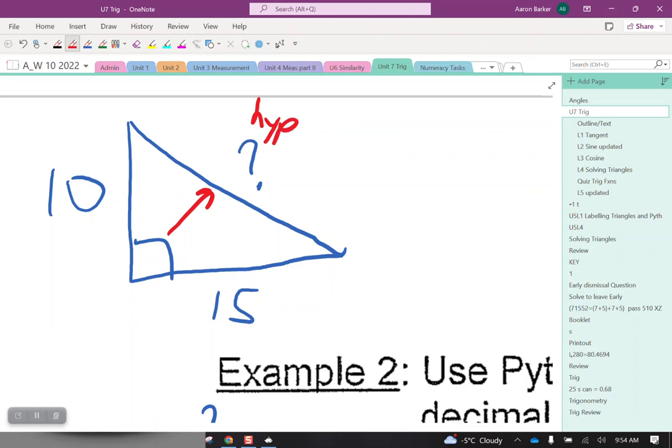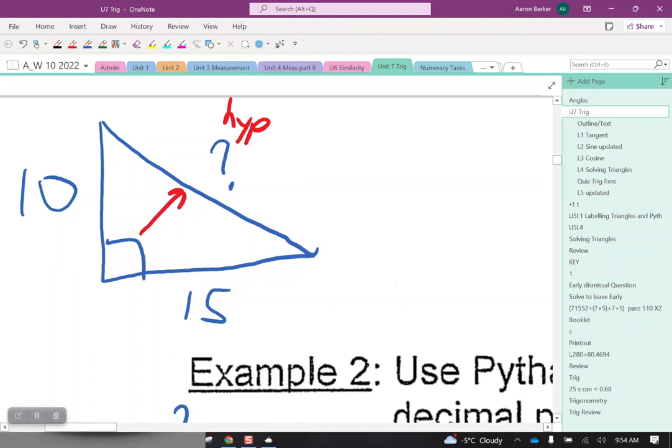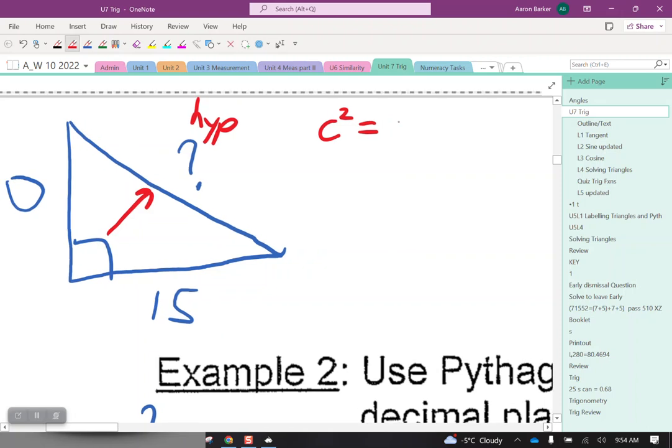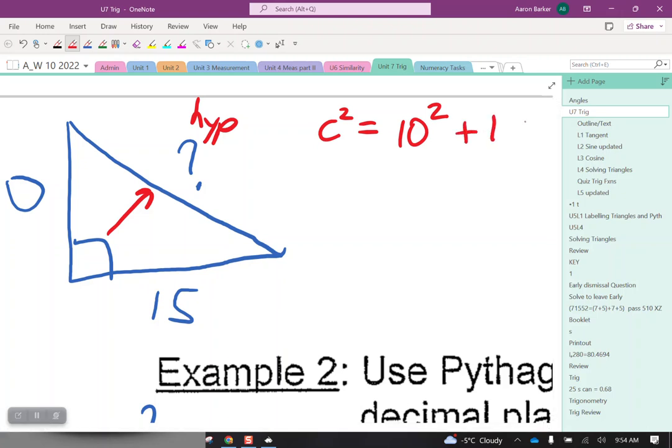Now, are we trying to find the hypotenuse, or do we have the hypotenuse? We're trying to find it. So we start with c squared equals, and because we're trying to find the longest side, we should add our squares. So 10 squared plus 15 squared. That will give us the longest side, adding. That's why we're adding, because we're trying to find the longest side.